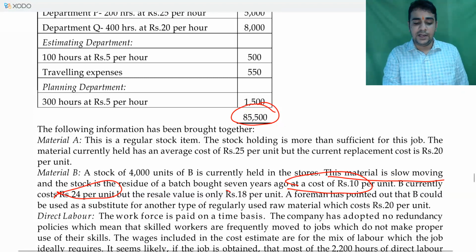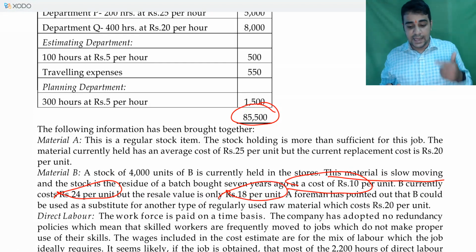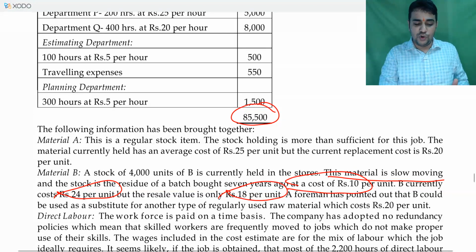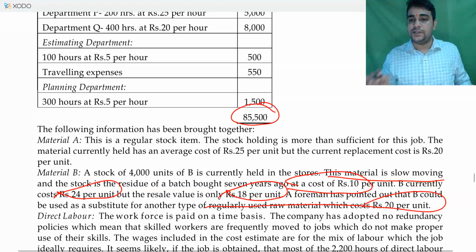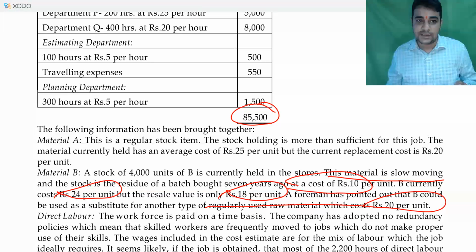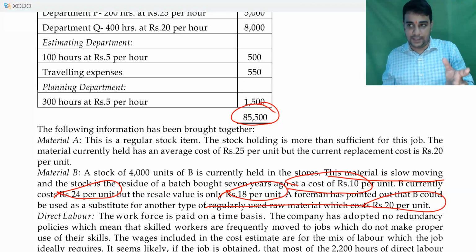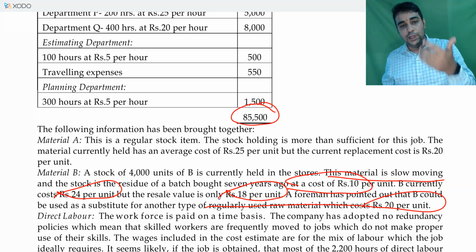I can sell it for 18. So, one option I have is to sell it for 18. Second option I have is use it as a substitute and save 20 rupees. You have 2 options, sell it for 18 rupees or use it as a substitute and save 20 rupees. You need to see what option would you have taken. What option will you take?